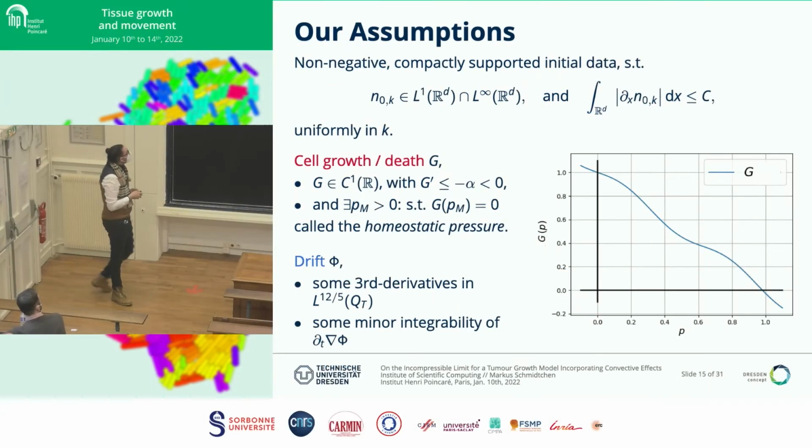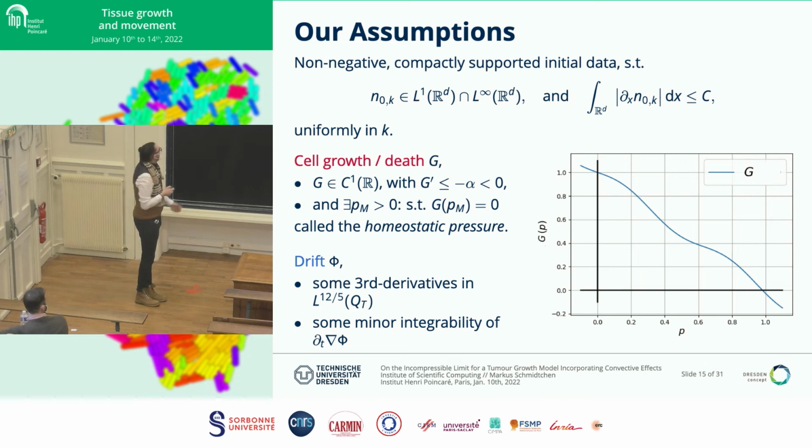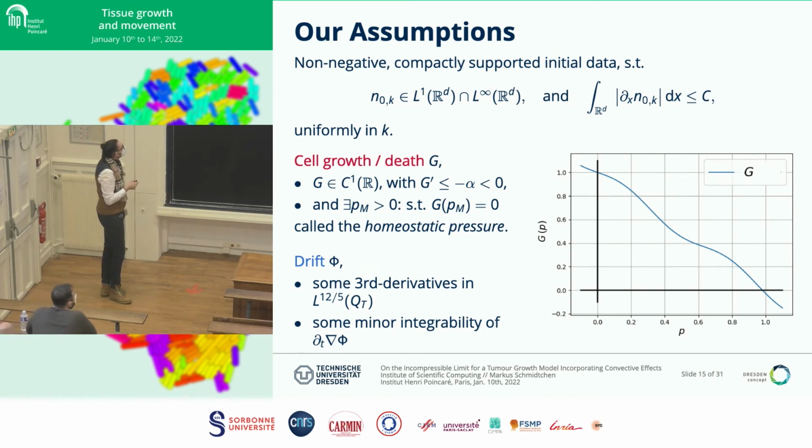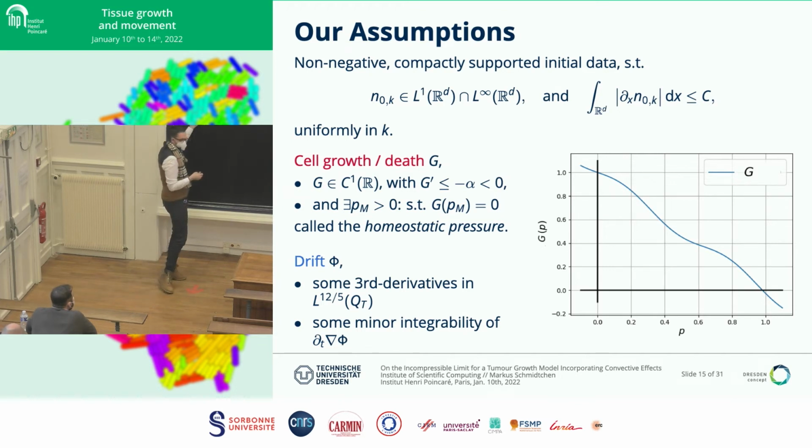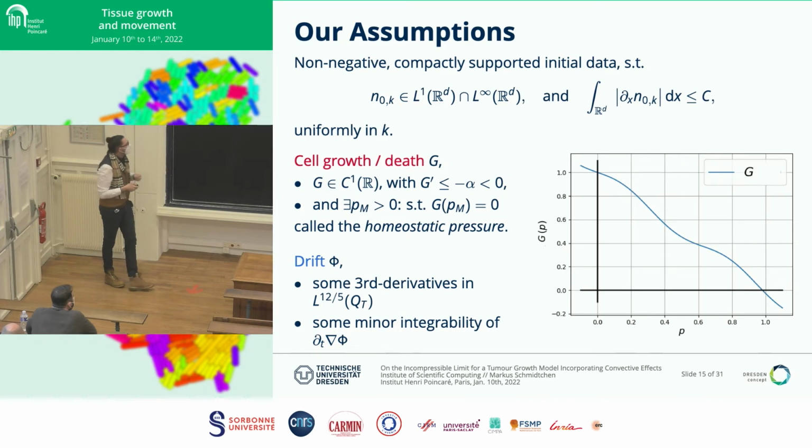And then, concerning the drifts, and this is the novelty, we need some third derivatives in something slightly better than L2. And this is the mixed derivatives, so we also need some minor integrability. It's a bit tedious, but essentially some assumptions on the drift are so that we can still propagate these BV bounds, and then there are some assumptions that we really need in order to get the strong compactness of the pressure gradient itself.